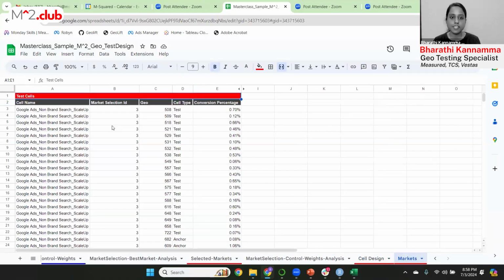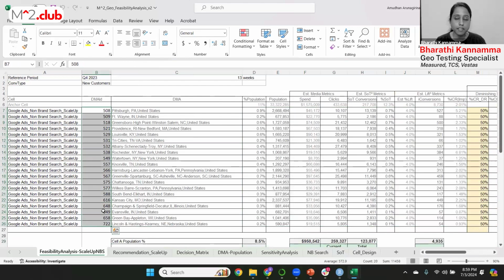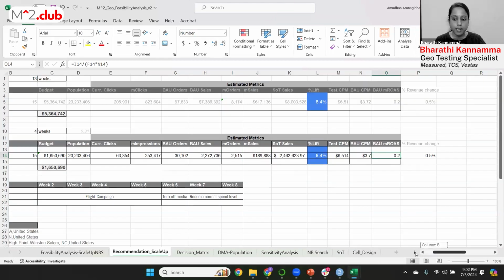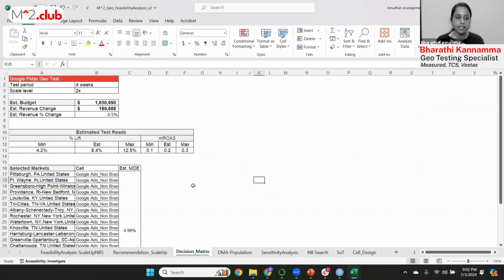The next phase is feasibility analysis. You'll have to first provide the list of DMAs that we've identified for our test cell here. And all these things I've also summarized in this sheet, and this is something that is going to help us to make the decision. So it's like a decision matrix.